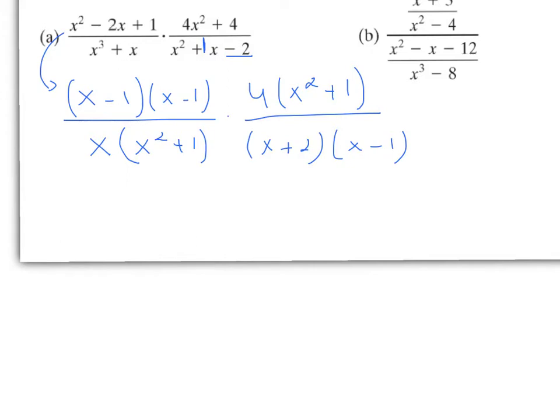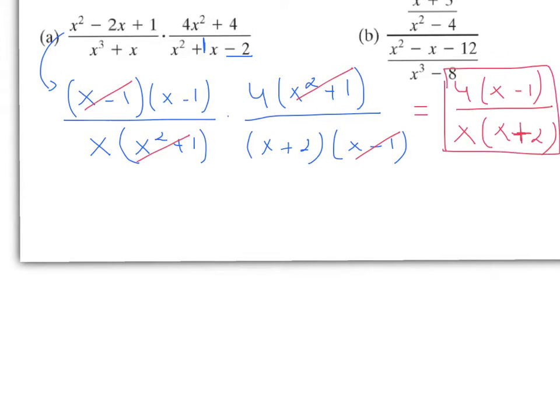Well, here we can simplify. We have x squared plus 1 with x squared plus 1, and x minus 1 with x minus 1. And here we're going to come up with 4 times x minus 1 over x times x plus 2. Okay? This is the answer.